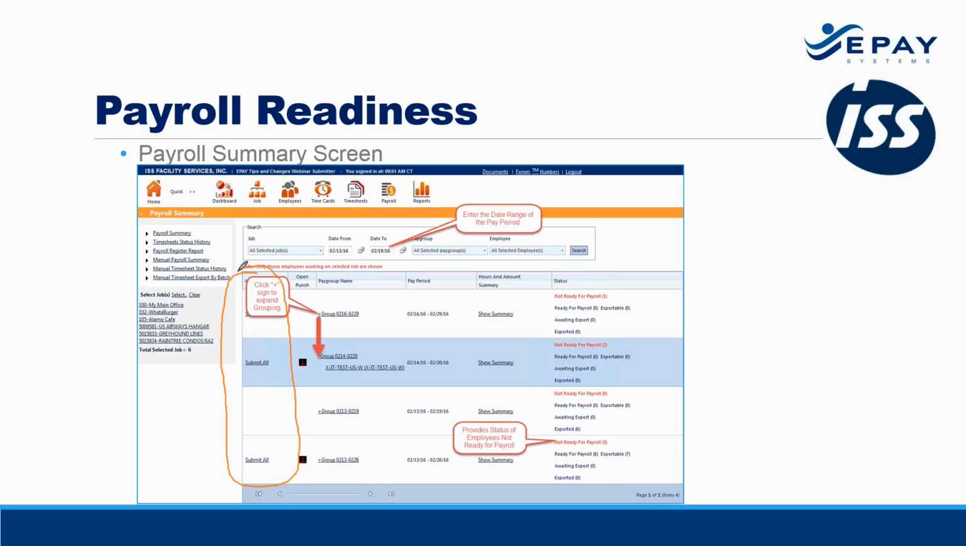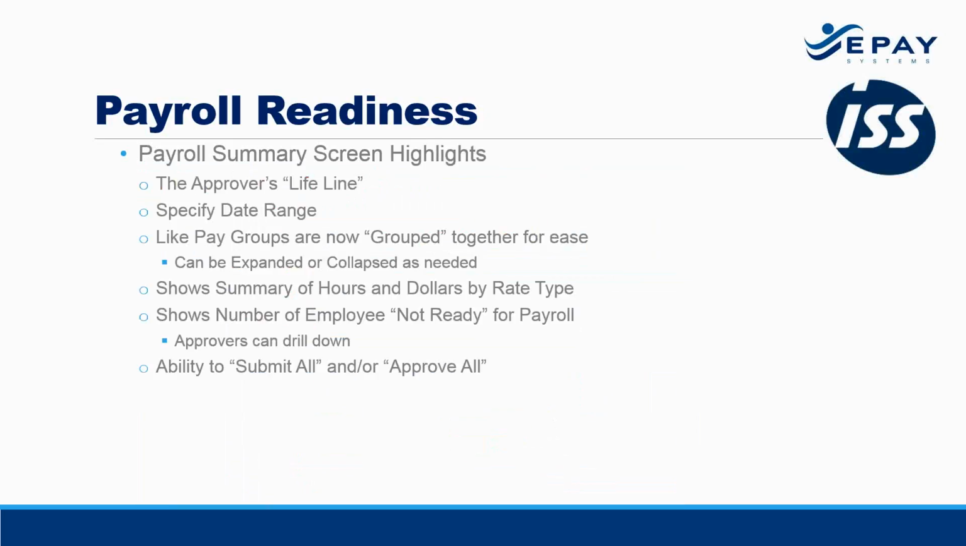Because the only option you want to see on that far left-hand column is Approve All. And when you see Approve All, that gives you the ability to click on Approve All and actually in one fell swoop approve all of those timesheets related to those groupings into the pay group name. So bottom line, this is the Payroll Summary screen, and that kind of gives you a good picture of what you should be doing with it.